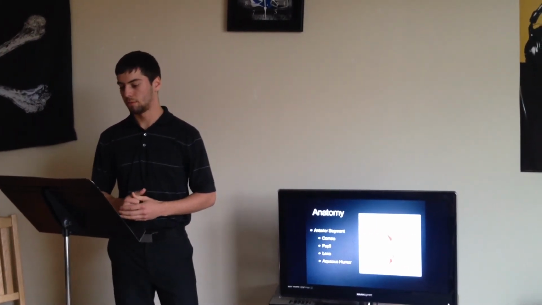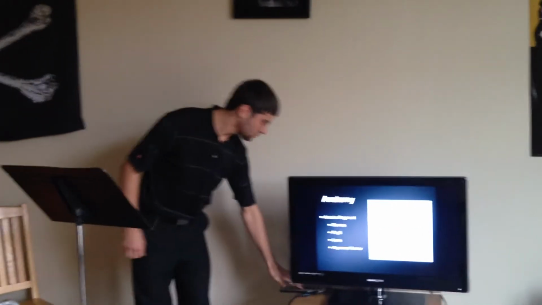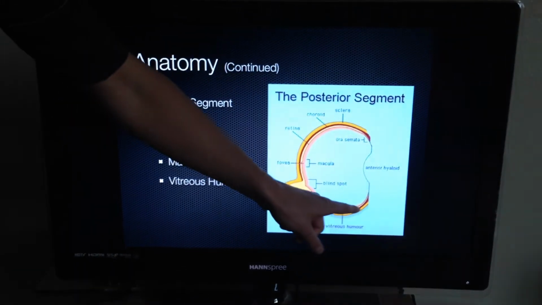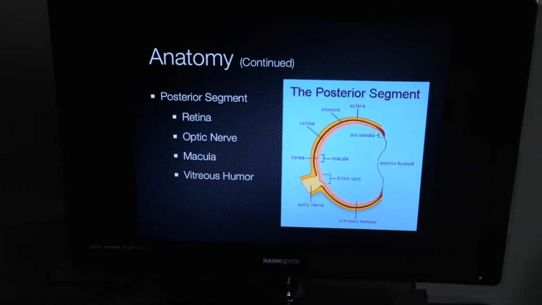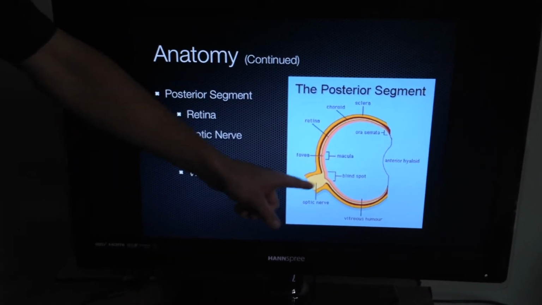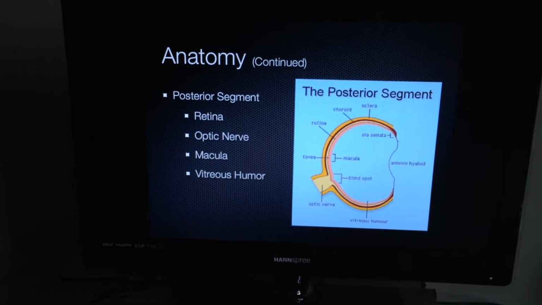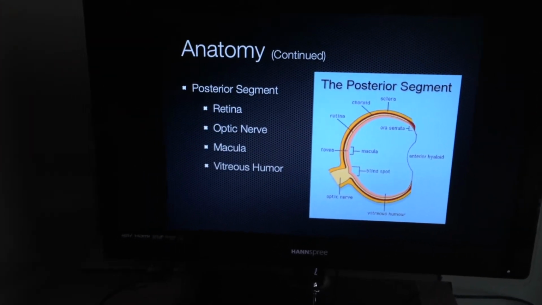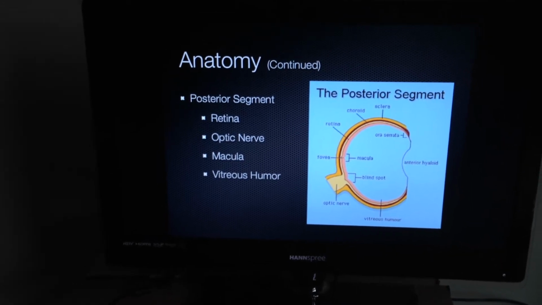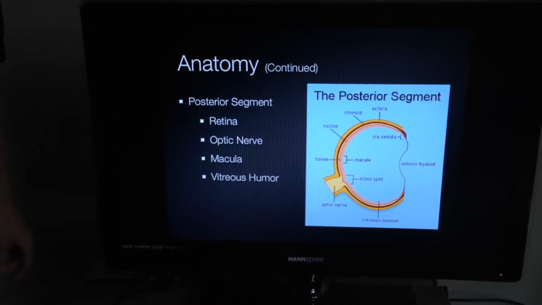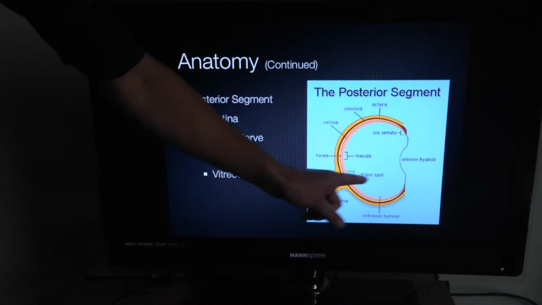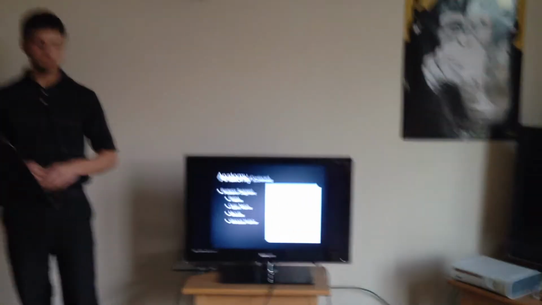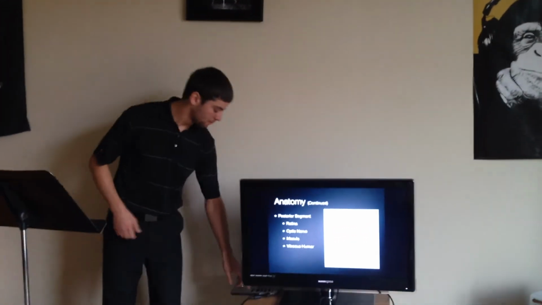The posterior segment is made up of the retina, which is the layer on the inside of the eyeball, as well as the optic nerve, which connects to the brain, the macula, which is a spot inside the retina that controls detail-oriented vision, and the vitreous humor, which is the fluid-like substance inside the retina that helps the health of the retina.